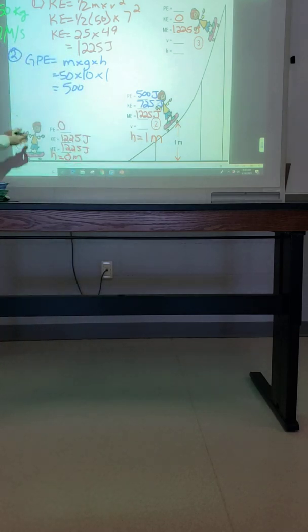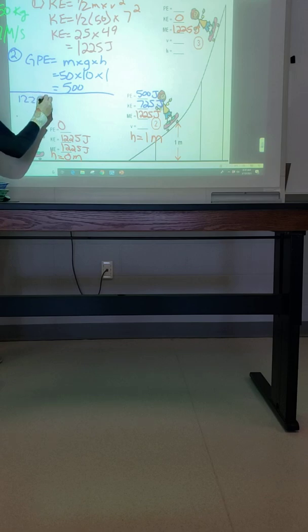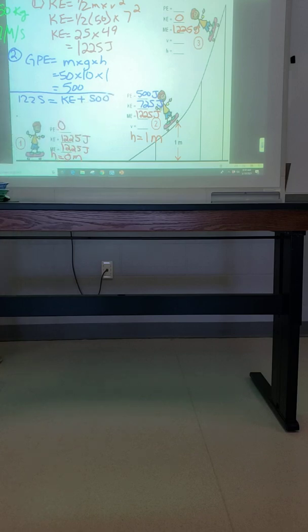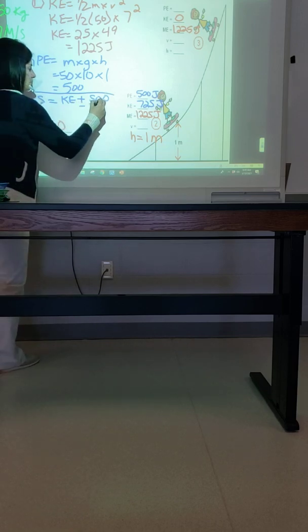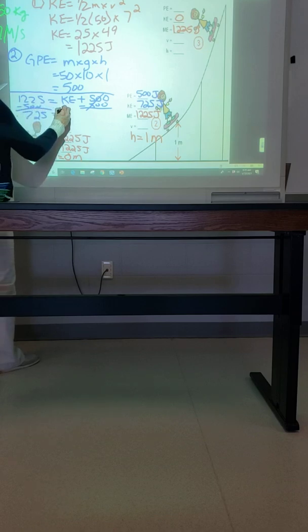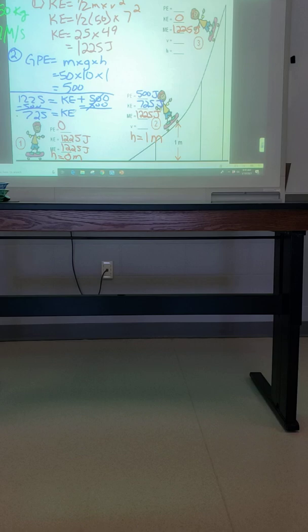Because we take our total of 1225 equals KE plus 500. So now we are going to do the inverse of adding, which is subtraction. If we subtract 500 from both sides, that's how we get our 725 for our KE. Everybody with me? You should be filling these in. You should be doing the steps.